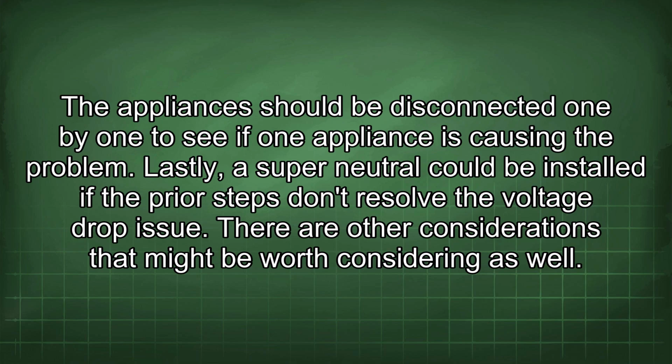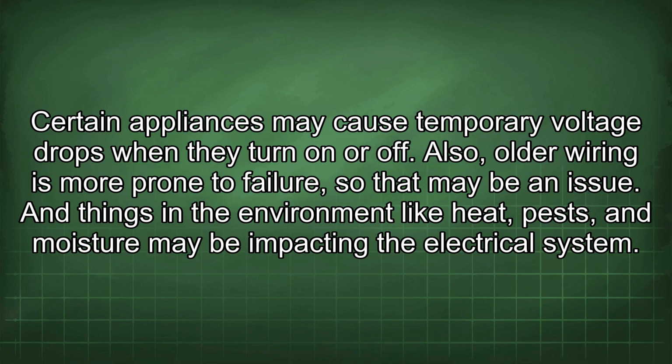There are other considerations that might be worth considering as well. Certain appliances may cause temporary voltage drops when they turn on or off. Also, older wiring is more prone to failure, so that may be an issue. And things in the environment like heat, pests, and moisture may be impacting the electrical system.